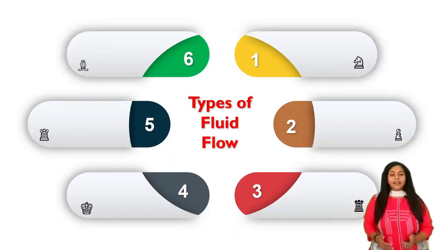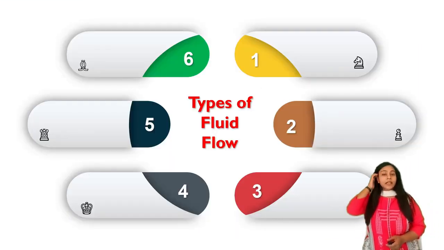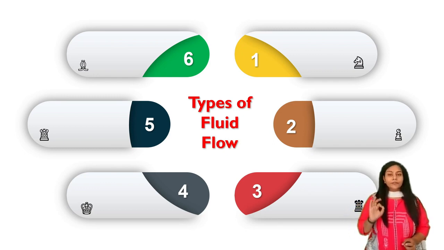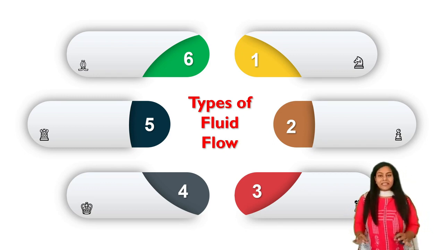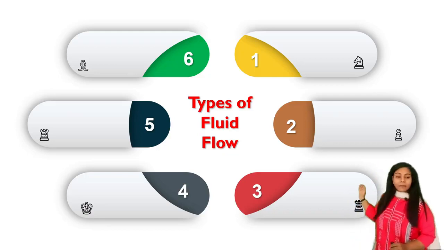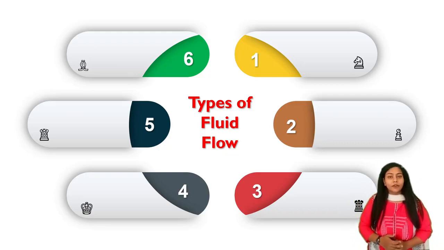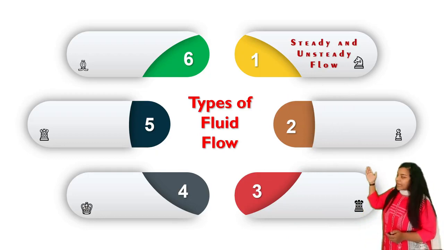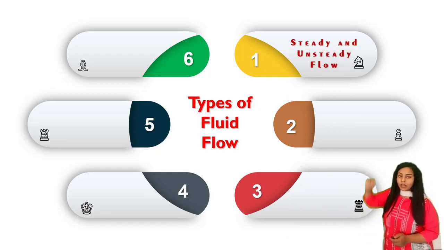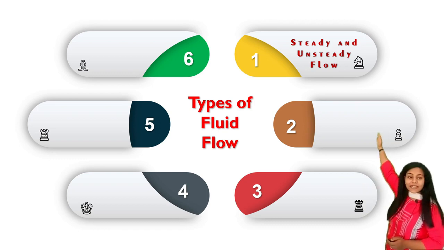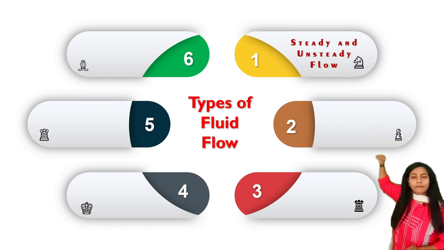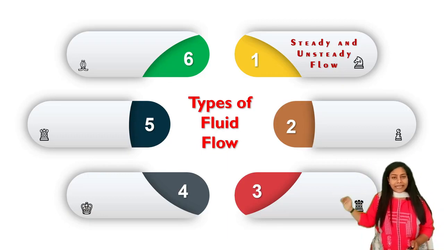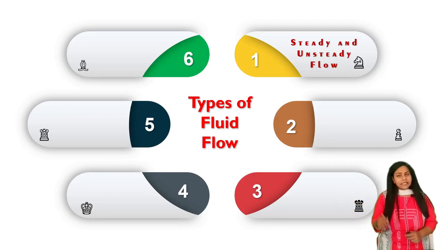So now our next theory, which is types of fluid flow. Basically, as you can see, there are mainly 6 types of fluid flow. The first type of fluid flow is steady and unsteady flow. We will discuss all 6 types of flow in detail in this session.